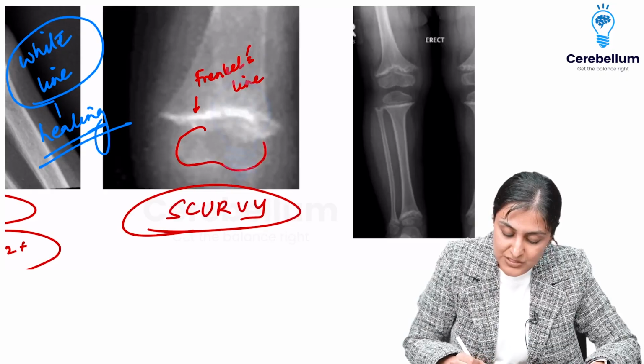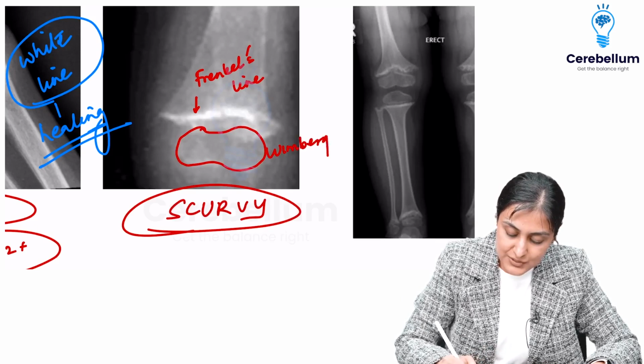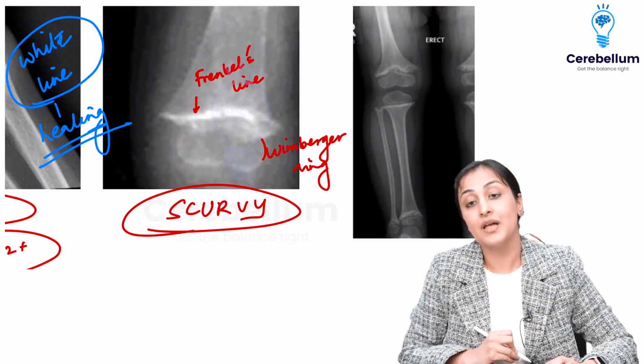In addition, what you see here is a Wimberger ring sign. So this Wimberger's ring sign is a very, very well delineated epiphysis that you tend to see here.